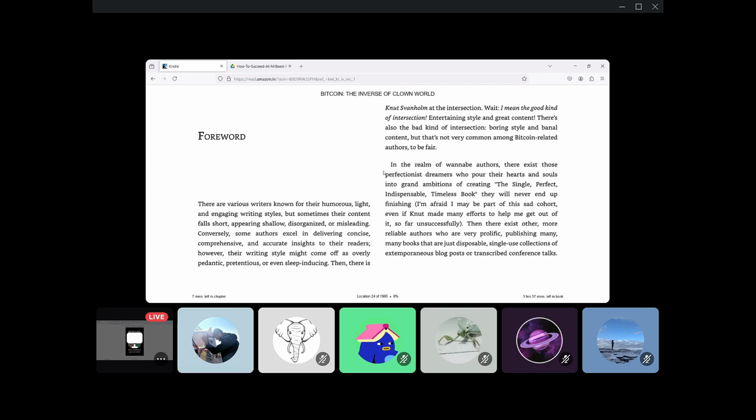In the realm of wannabe authors, there exist those perfectionist dreamers who pour their hearts and souls into grand ambitions of creating the single perfect, indispensable, timeless book they will never end up finishing. I'm afraid I may be part of this sad cohort, even if not made many efforts to help me get out of it, so far unsuccessfully. Then there exist other more reliable authors who are very prolific, publishing many books that are just disposable, single-use collections of extemporaneous blog posts or transcribed conference talks.